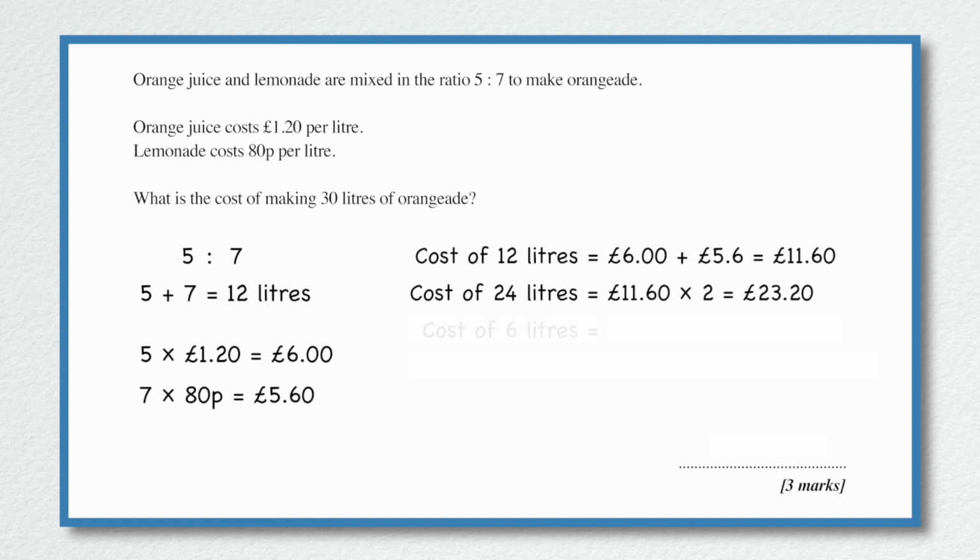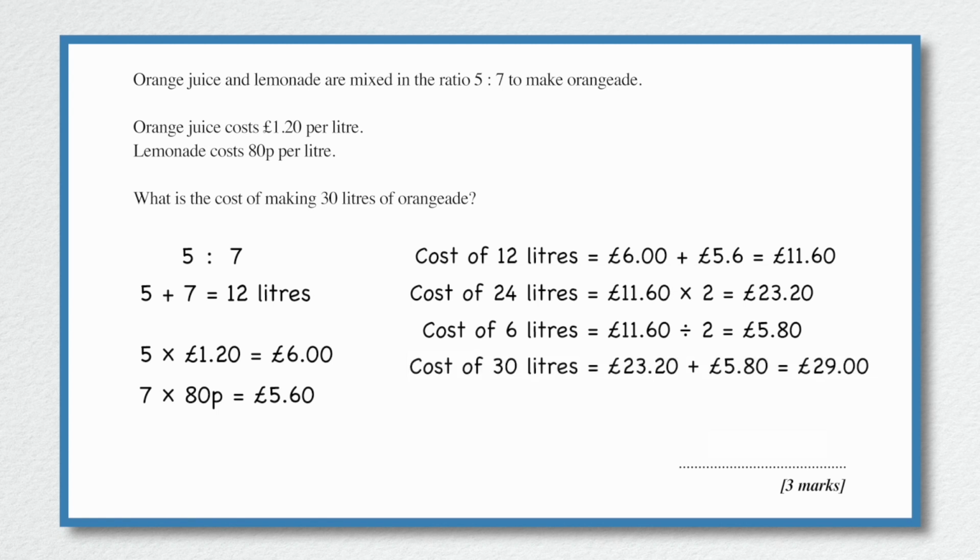But we need the cost of 6 more litres to get to 30 litres. Well, we know that half of 12 litres is 6 litres, and we've got the cost of 12 litres. So the cost of 6 litres is half the cost of 12 litres, which is £5.80. Therefore, the total cost for 30 litres will be £23.20, add £5.80, which is equal to £29.